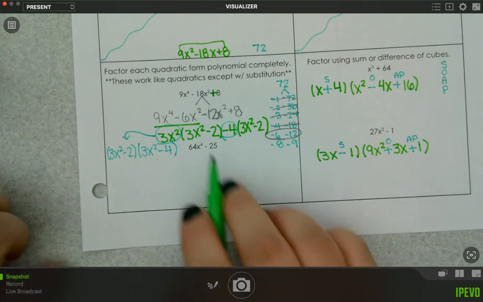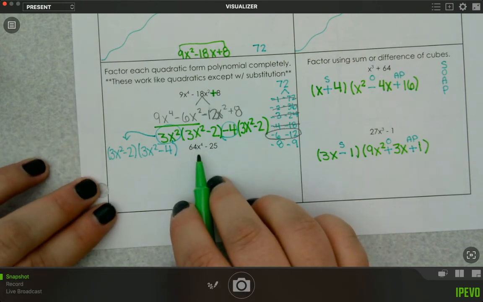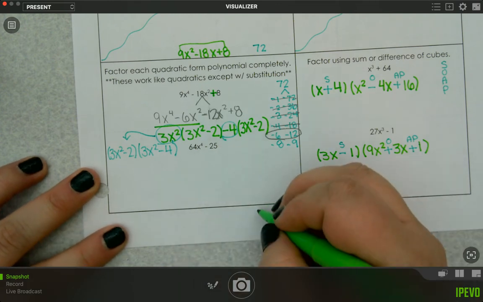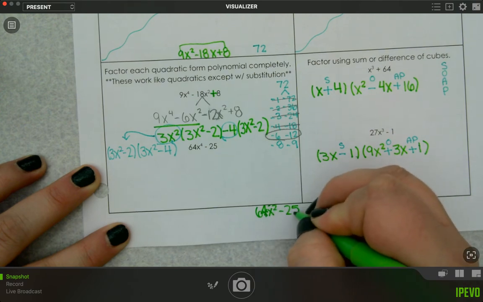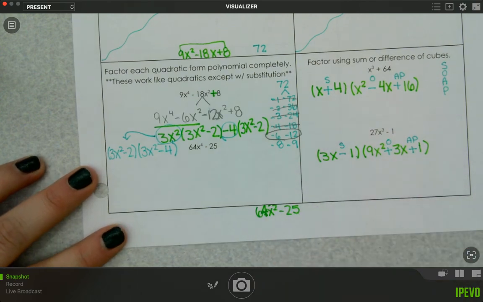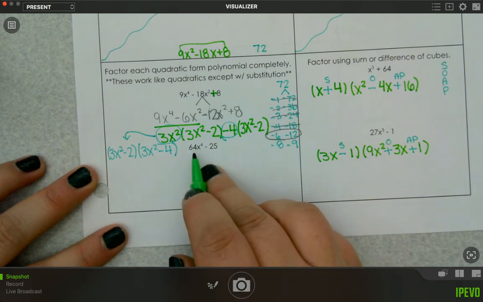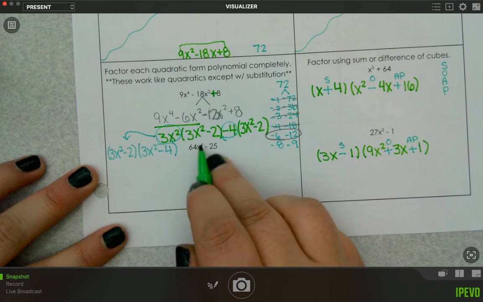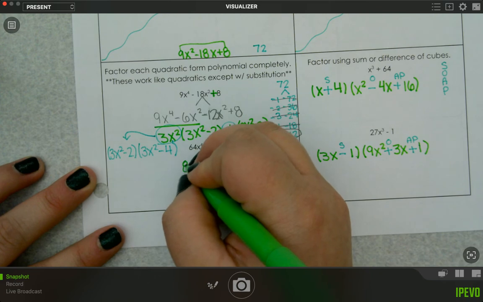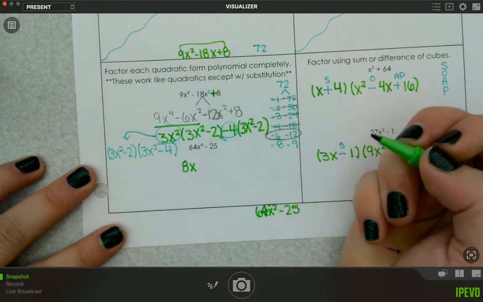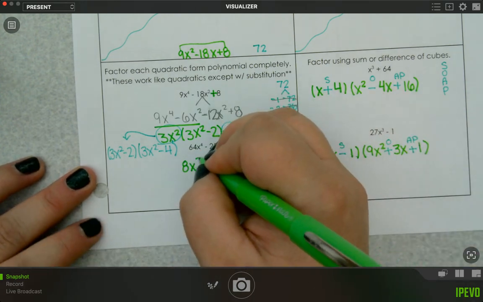All right. This one right here is going to solve the same way as the problem 64, sorry, x squared minus 25. And we've done these before where you just do the square root and the square root. It's going to be just like that, except when you do the square root of 64x to the fourth, the 64 becomes an 8, and the x to the fourth becomes an x squared.